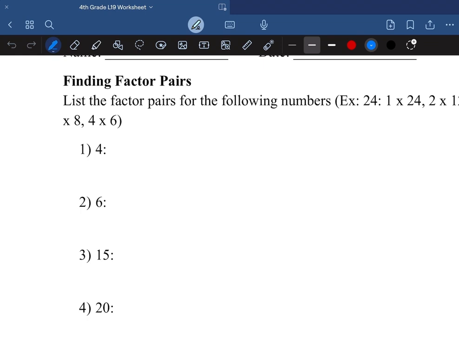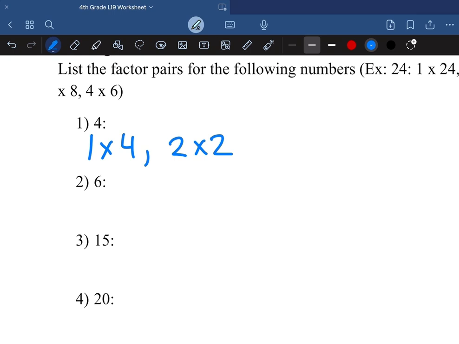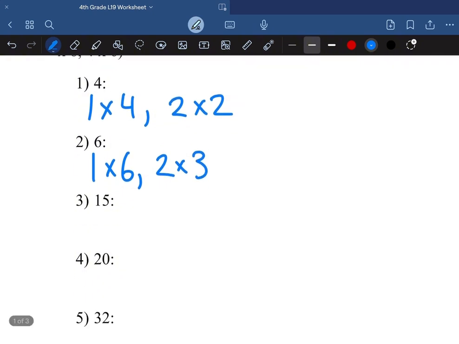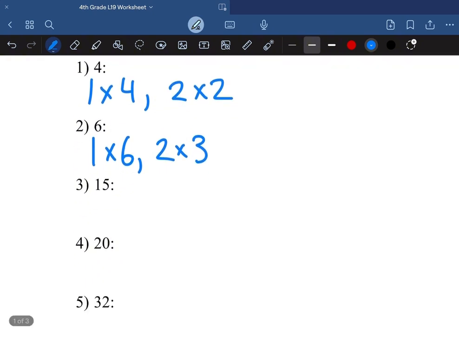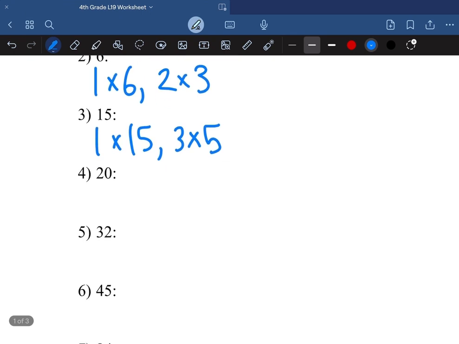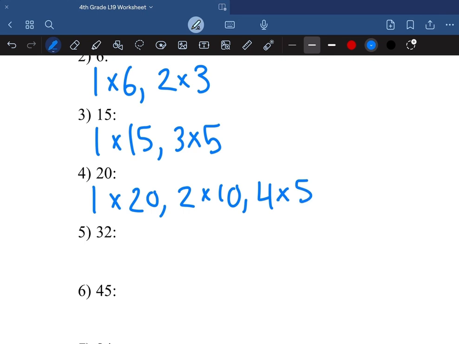The factor pairs for 4 are 1 times 4 and 2 times 2. Number 2, we have 6. So it'll be 1 times 6 and 2 times 3. Number 3, the factor pairs for 15 would be 1 times 15 and 3 times 5. Number 4, 20: 1 times 20, 2 times 10, and 4 times 5.